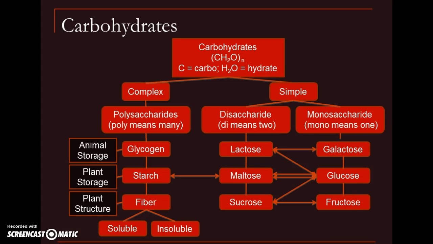And many chains of glucose in a combination linked together that we can't digest, or can't break those links, is fiber, which includes soluble and insoluble. Polysaccharides are also another name for complex carbohydrates, and then disaccharides and monosaccharides are another name for simple carbohydrates. Next time, we're going to be talking about digestion and absorption and metabolism of carbohydrates.